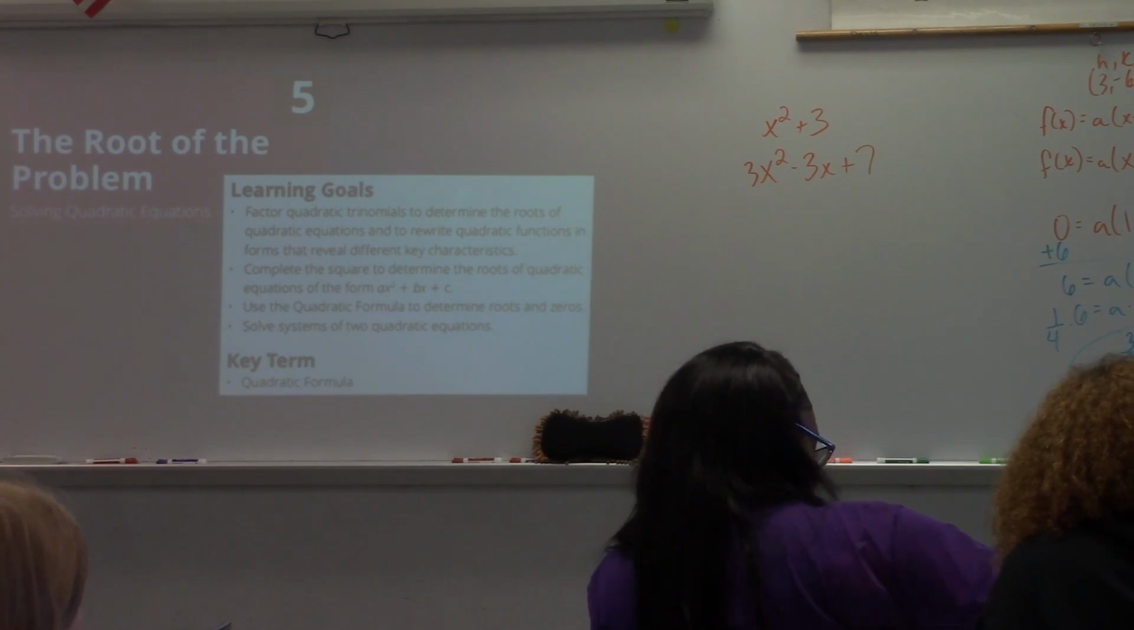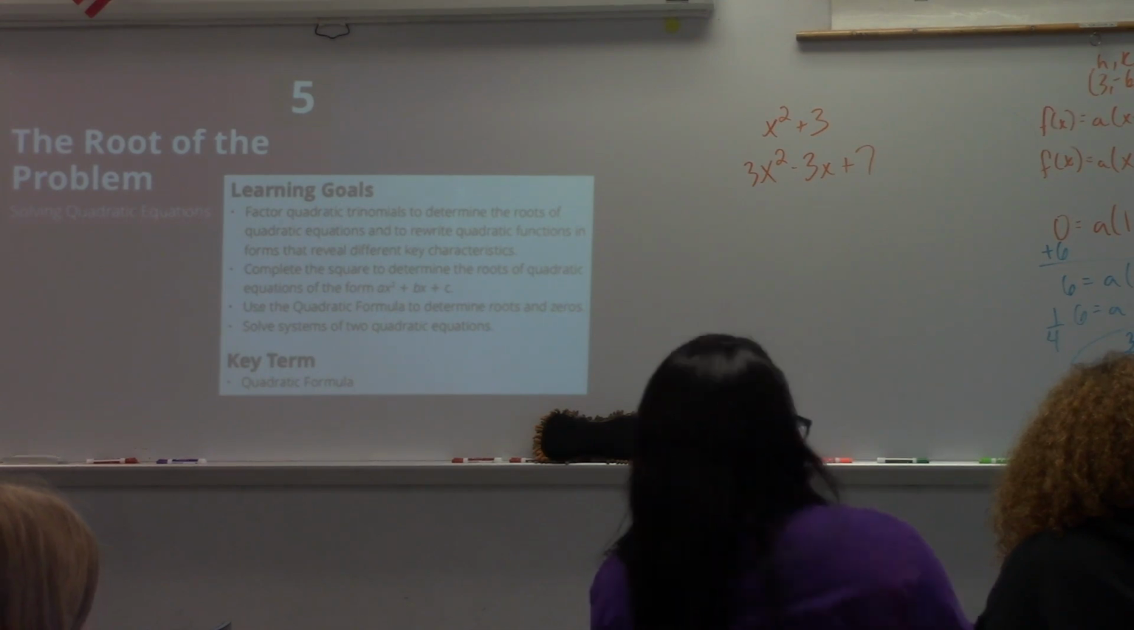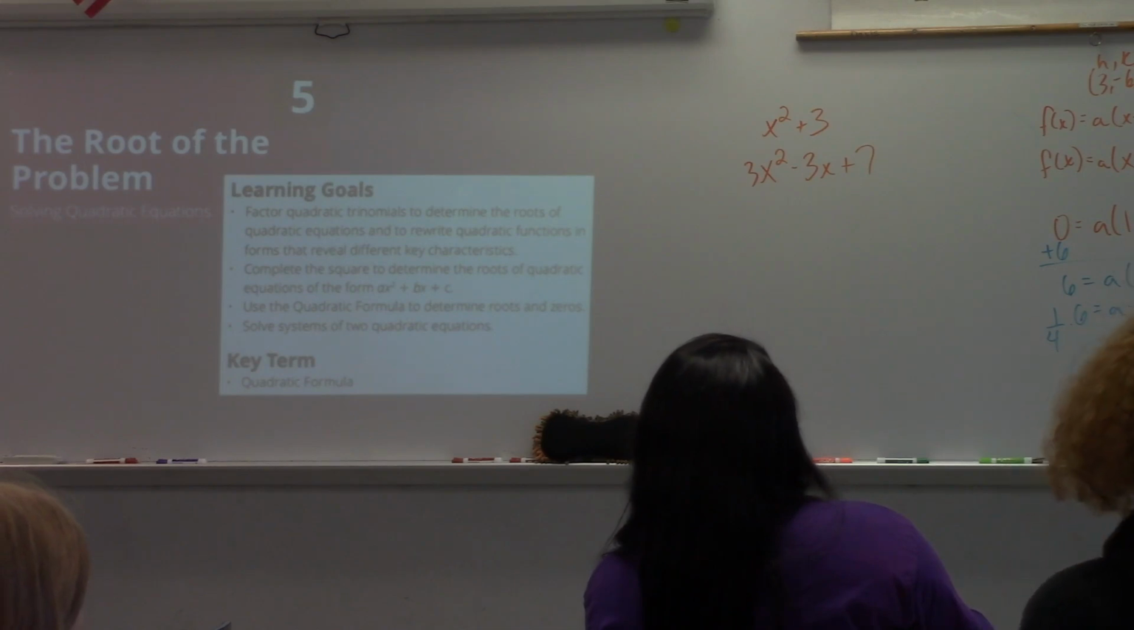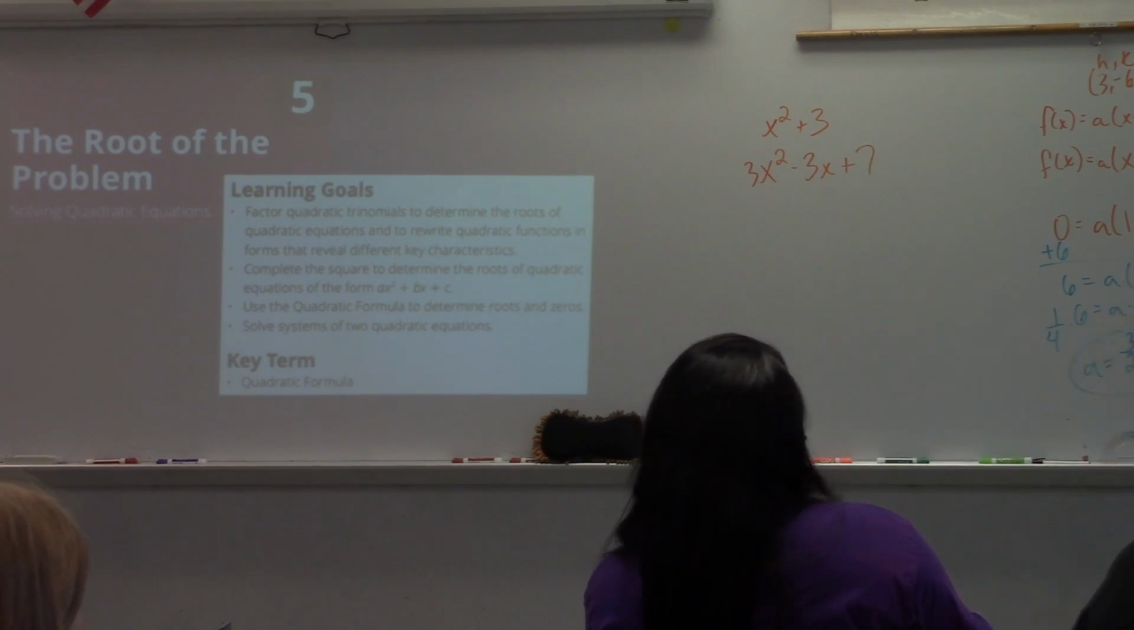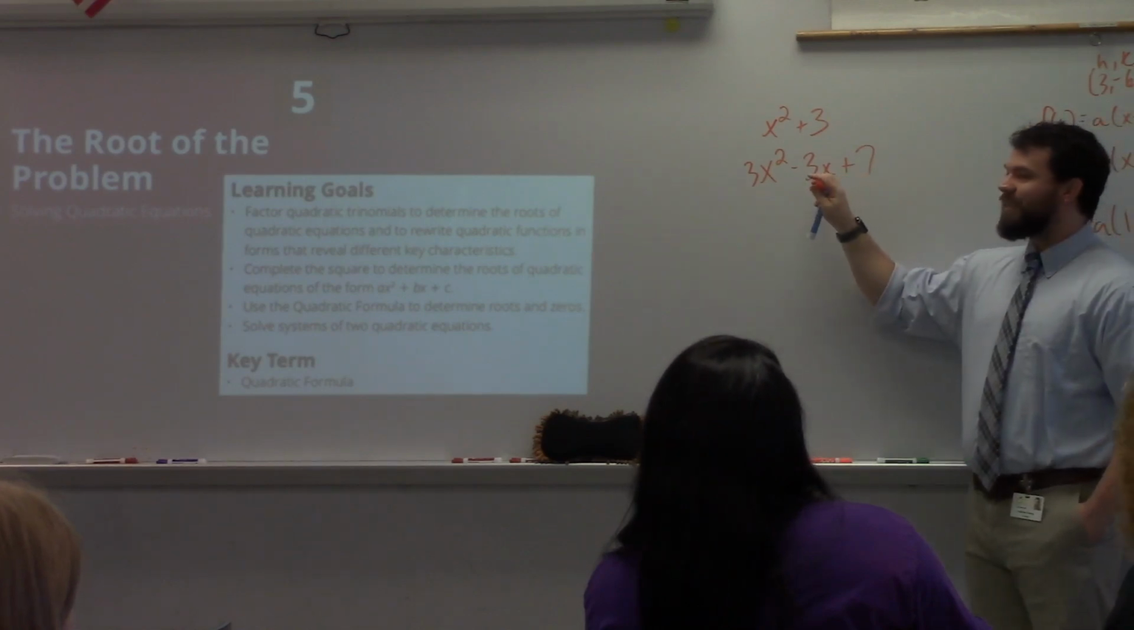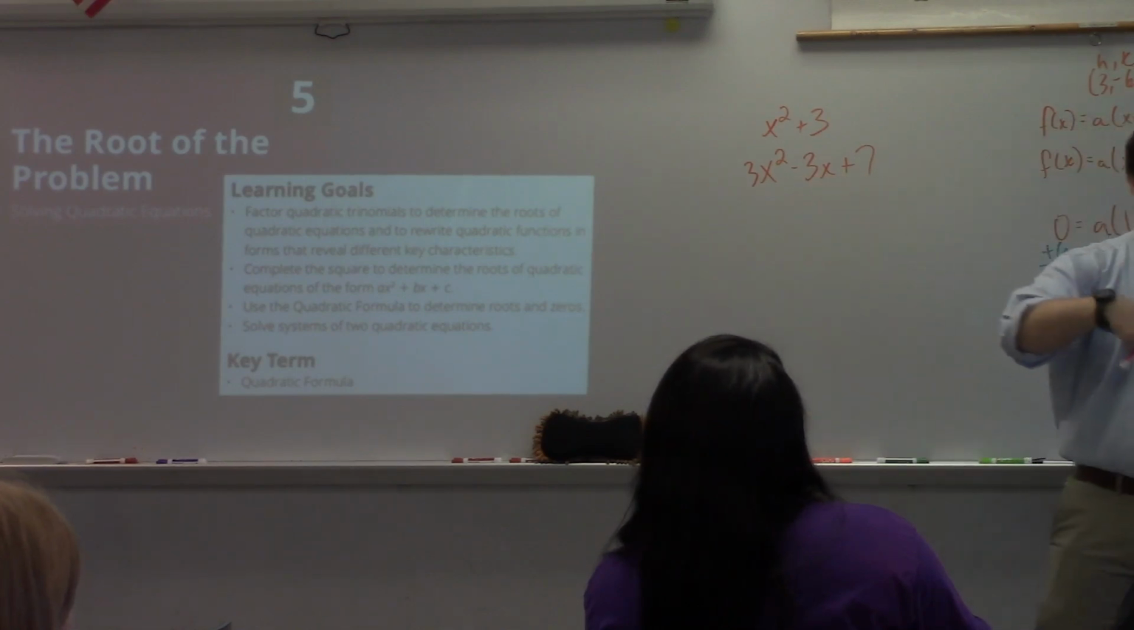Please notice that language of factor quadratic trinomials. You've already looked at the factored form of trinomials, right? A times x minus r1 times x minus r2. That's the factored form. What we're going to learn in this lesson, though, is how to go, when possible, from standard form to factored form.